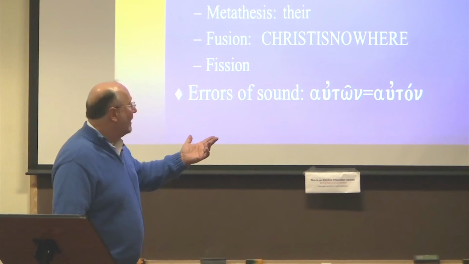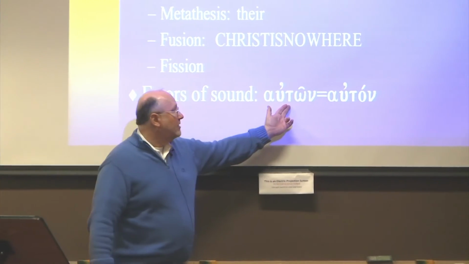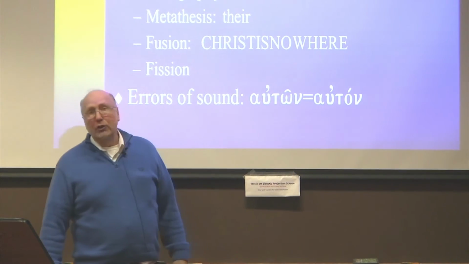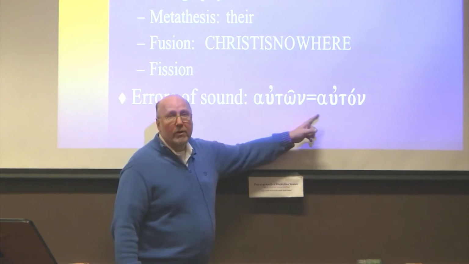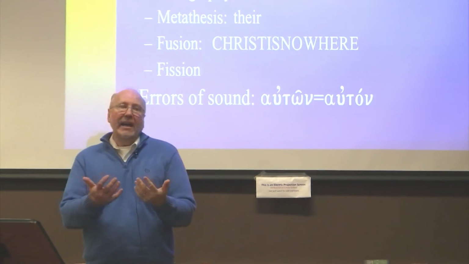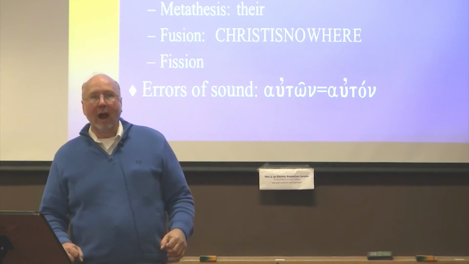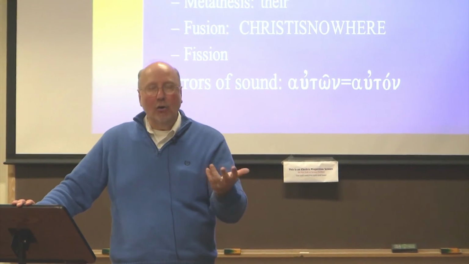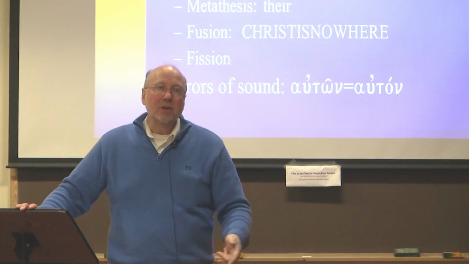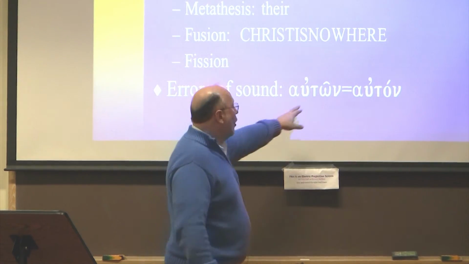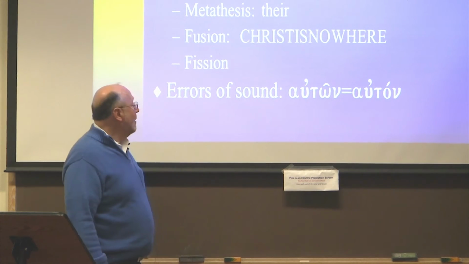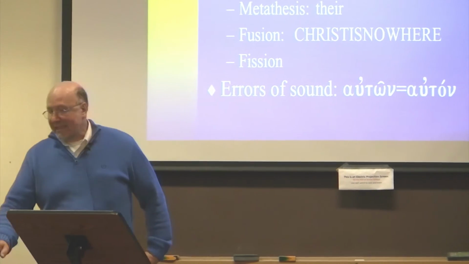Okay, in Greek you've got the same thing. This word is pronounced "auton." This word is pronounced "auton." So "auton" and "auton." So if a guy is standing in front of a group of scribes and they're taking dictation from him orally and he says "auton," how do those scribes know whether it's written like this or that? They're pronounced exactly the same way. So those would be errors of sound.